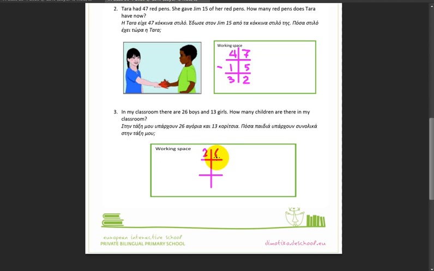26 plus 13. 6 and 3 makes 9. 2 and 1 makes 3. So my answer here is 39.